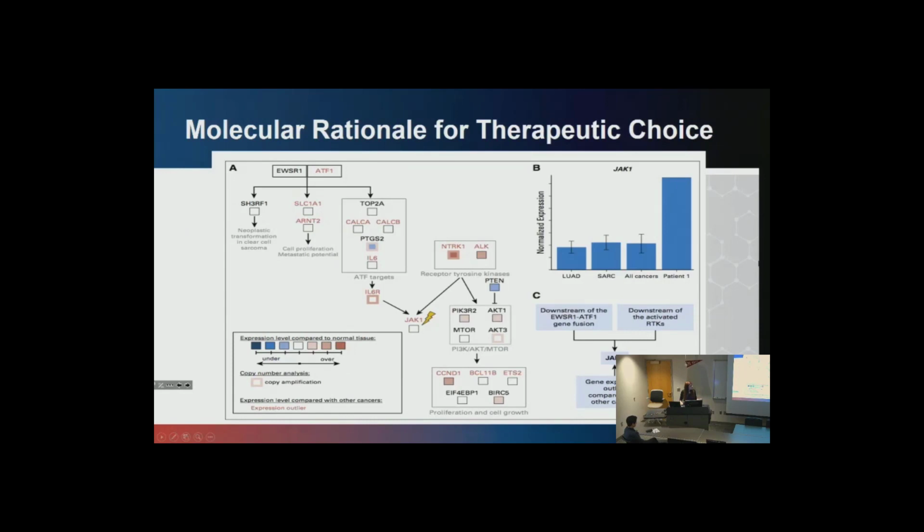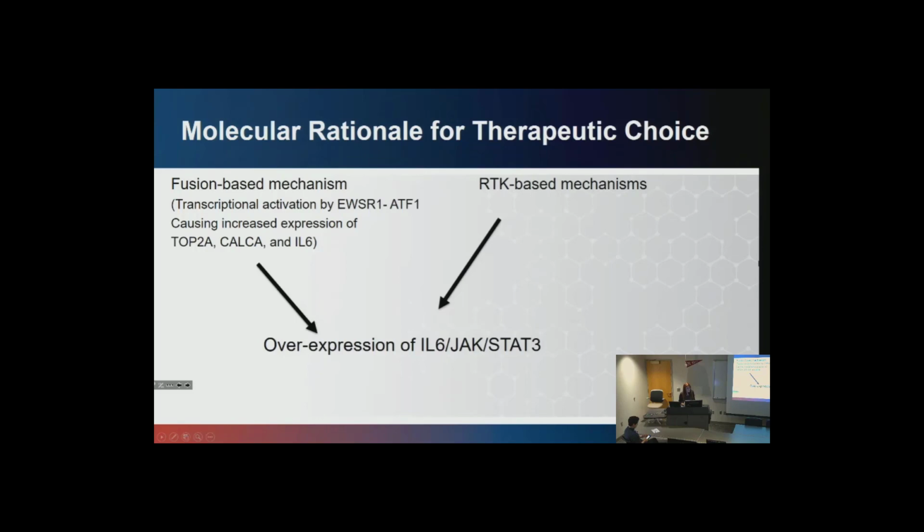So I think this diagram will be more helpful in understanding this. We felt that our patient had two mechanisms that caused overexpression of that JAK1 STAT pathway. The fusion protein EWSR1 and ATF1 had downstream interleukin-6, which can actually trigger JAK and can initiate that pathway. Now, receptor tyrosine kinases, which are generally found in those lung adenocancers, have overactivation of these RTKs, and they can also induce overexpression of JAK1. So this patient actually had two reasons to have overexpression of interleukin-6, JAK, and STAT3.